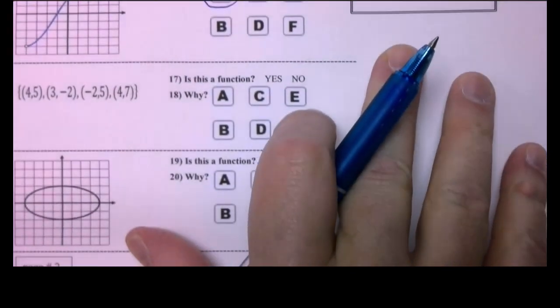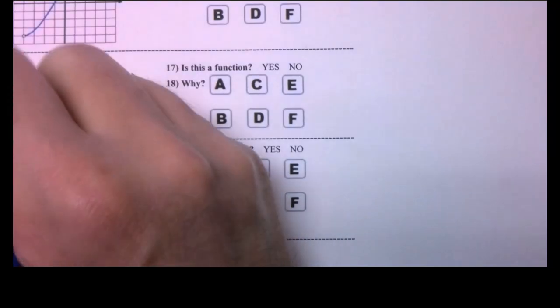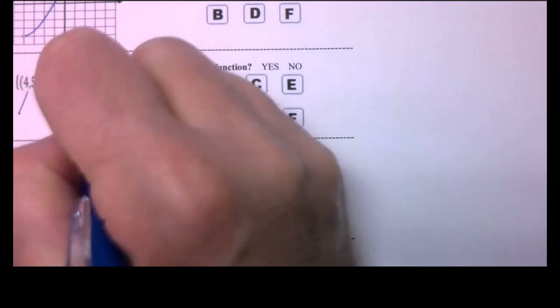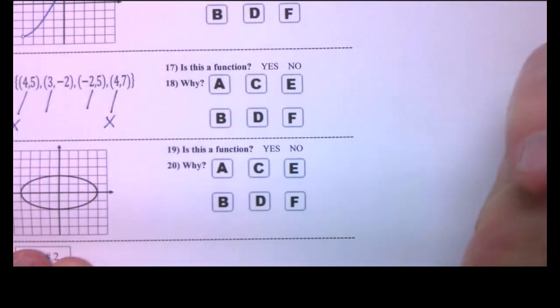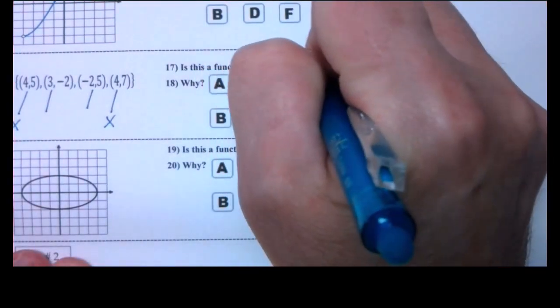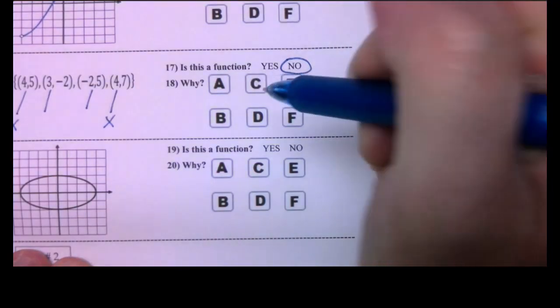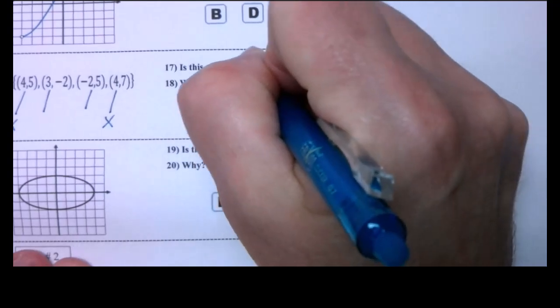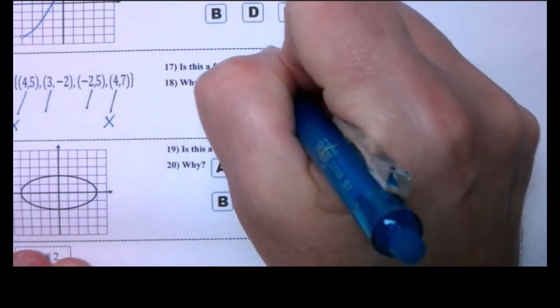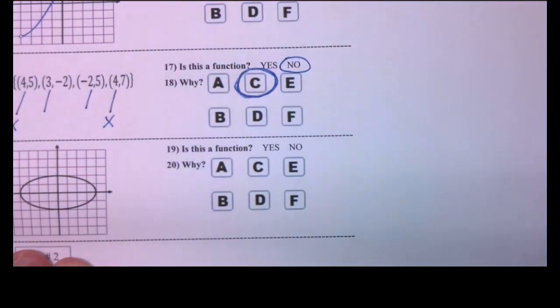All right, last two problems. Here's a set of ordered pairs. Here are my x values, and the 4 repeats. So then it's not a function. And the reason why is because the x value is repeating. So it'll be the third multiple choice, okay, or x values repeat.